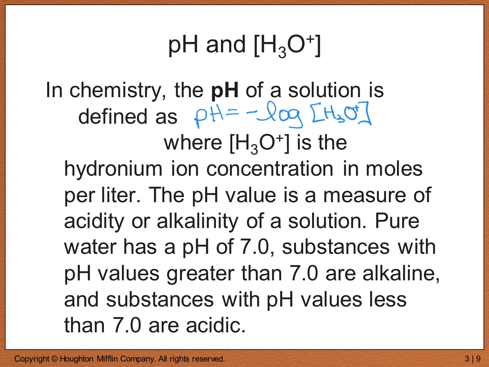So the pH value is a measure of acidity or alkalinity. If we have truly pure water, the pH is 7, which is a neutral value. If you have values that are greater than 7, we know that they are alkaline or basic. If you have pH values that are less than 7, then we say that these are acidic.